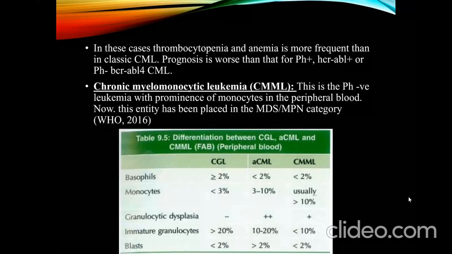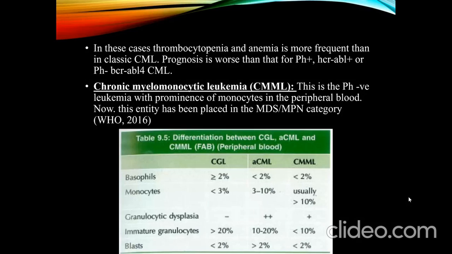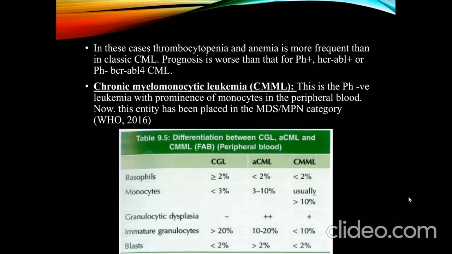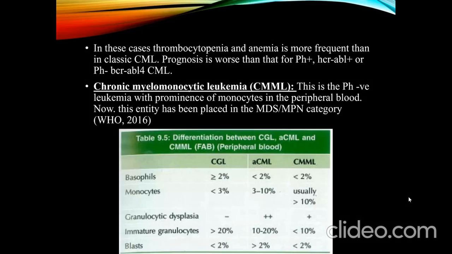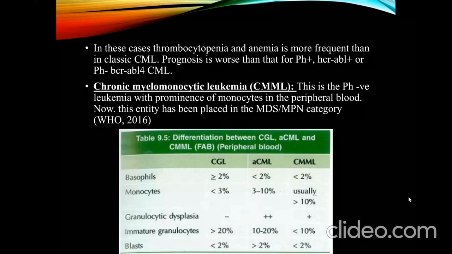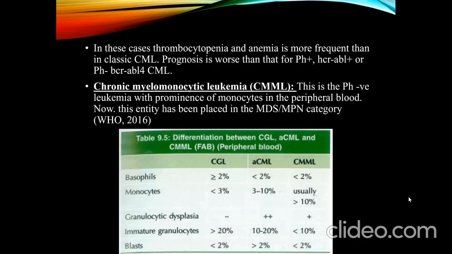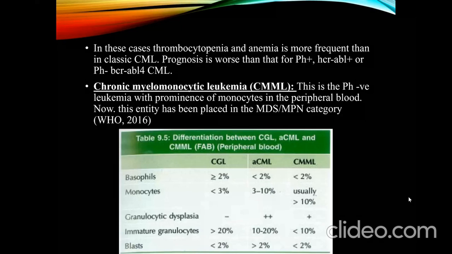And lastly, we have the chronic myelomonocytic leukemia. This is the Philadelphia negative leukemia with prominence of monocytes in the peripheral blood. This entity has been placed under the myelodysplastic/myeloproliferative neoplasm category. As we can see in the picture below, if we consider it to be a spectrum, on one end is the chronic granulocytic leukemia and on the other end of the spectrum is chronic myelomonocytic leukemia, with atypical chronic myeloid leukemia showing us intermediate features, that is monocytes in between 3 to 10%.